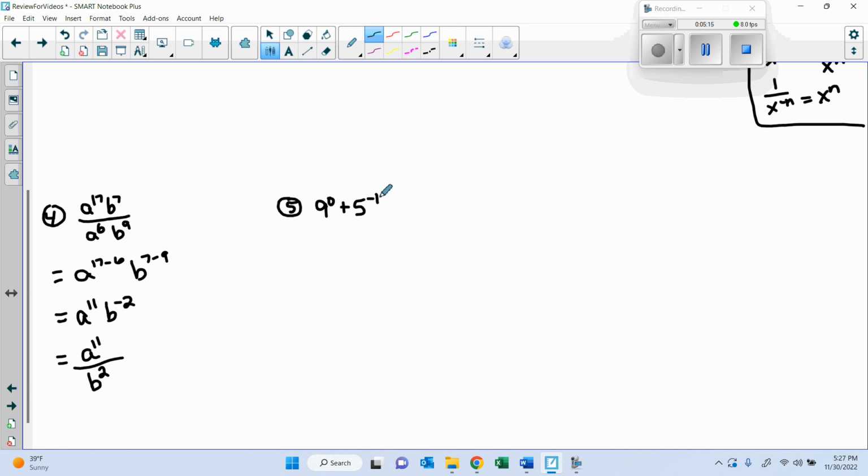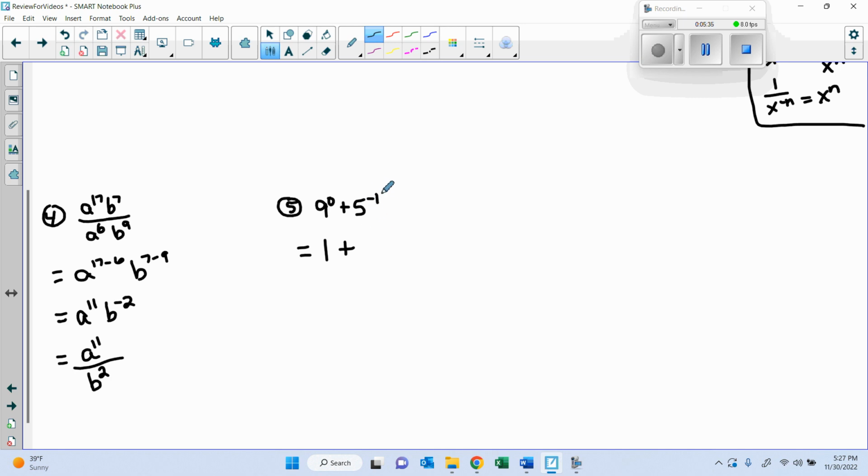Okay, so here's another one that we need to simplify. And so we're just going to use our properties here. So 9 to the 0. So remember, anything raised to the 0 is 1. So you just put a 1 there. Okay, and then plus 5 to the negative 1. Well, I can't do anything with that.